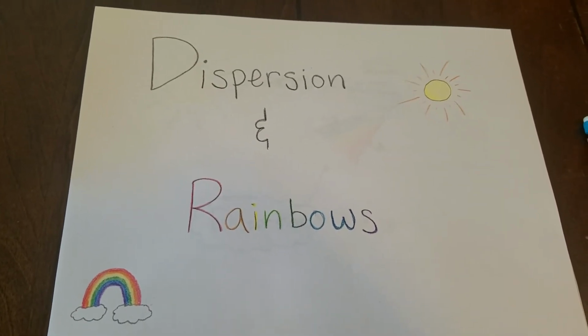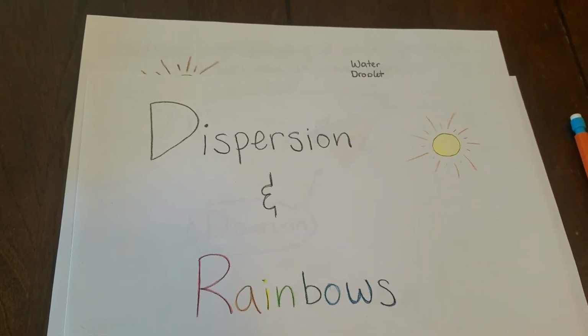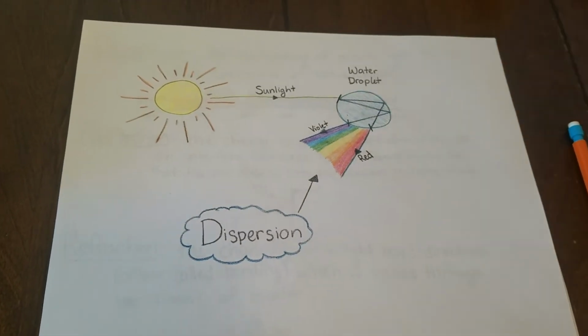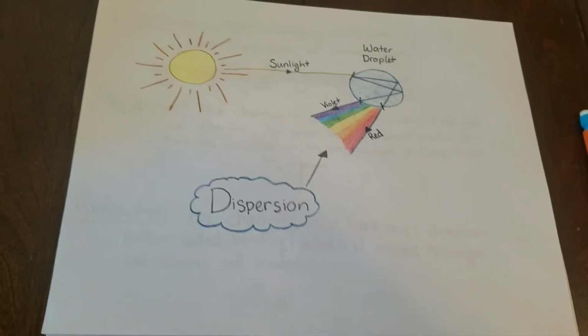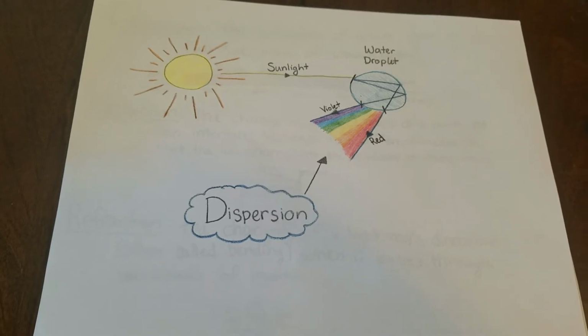Hi, we're going to be discussing dispersion and rainbows today. Hopefully, everyone in the audience has either seen a rainbow in person or in a picture. Pretty sure it's a pretty common thing.